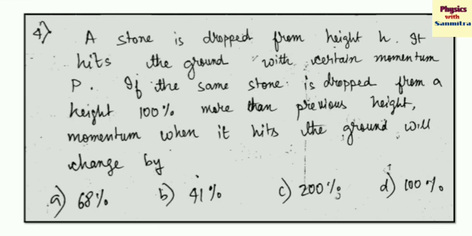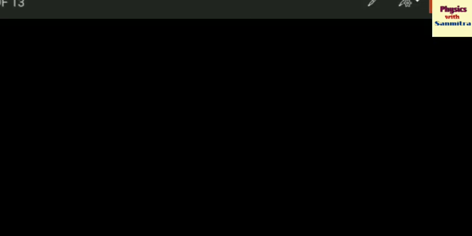Okay, let's see the fourth question. A stone is dropped from a height h. It hits the ground with certain momentum p. Now the same stone is dropped from a height 100% more than the previous height. Momentum when it hits the ground will change by: option A 68%, option B 41%, option C 200%, option D 100%. Okay, let's solve this question.